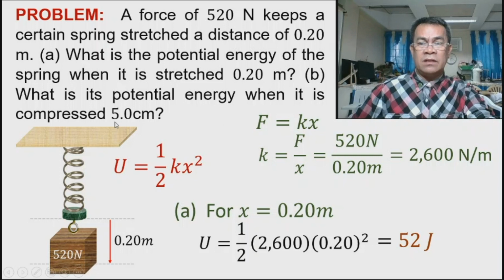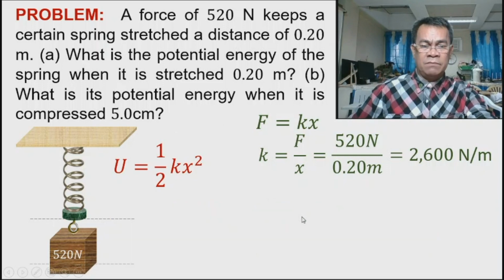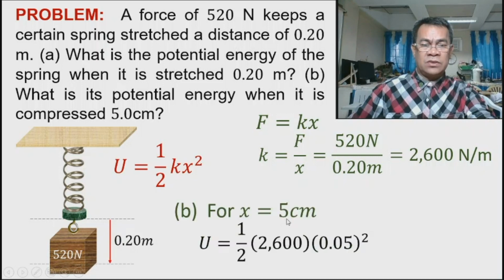Okay, letter B. It was compressed only by 5 cm. What is 5 cm? It should be 0.05 meter. So 0.05 squared, times 2,600 for the constant, divided by 2, the answer is only 3.25 joules. Because we have only a small displacement, then you have small energy. Previously it is 52, and this one is only 3.25 joules.